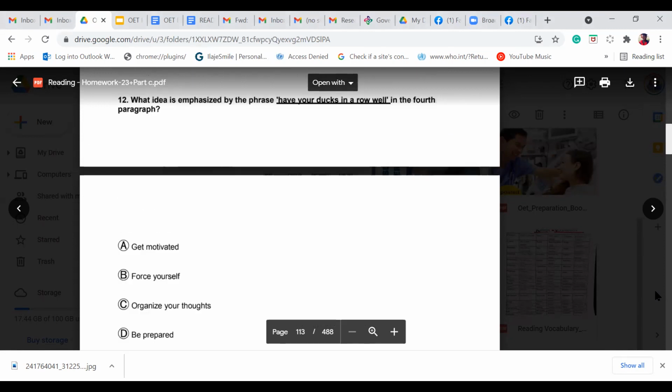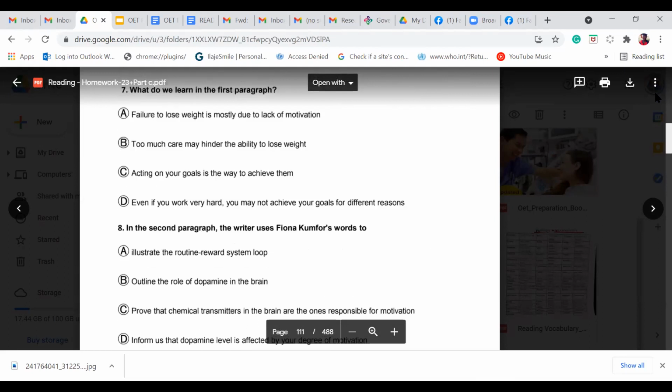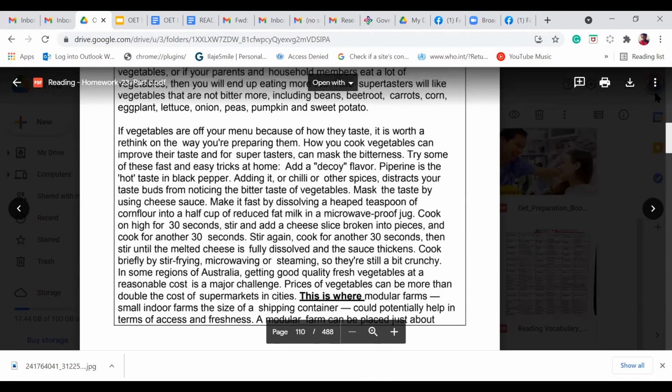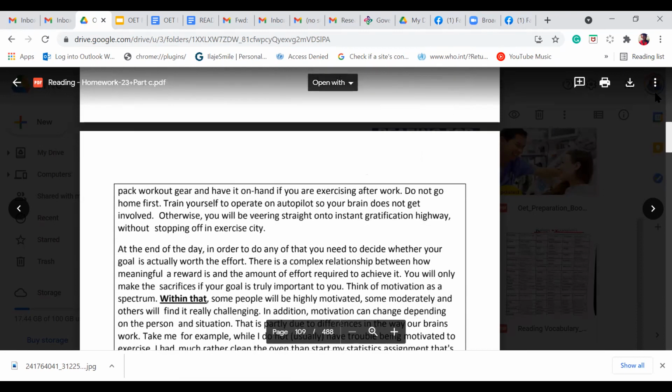What idea is emphasized by the phrase, have your ducks in a row? Well, this is more like an idiomatic expression. So what does it mean in the context of the test? Does it mean get motivated, force yourself, organize your thoughts, be prepared? And it says, have your ducks in a row. That's a new thing I've learned myself today. So let's look for where that is in the test.